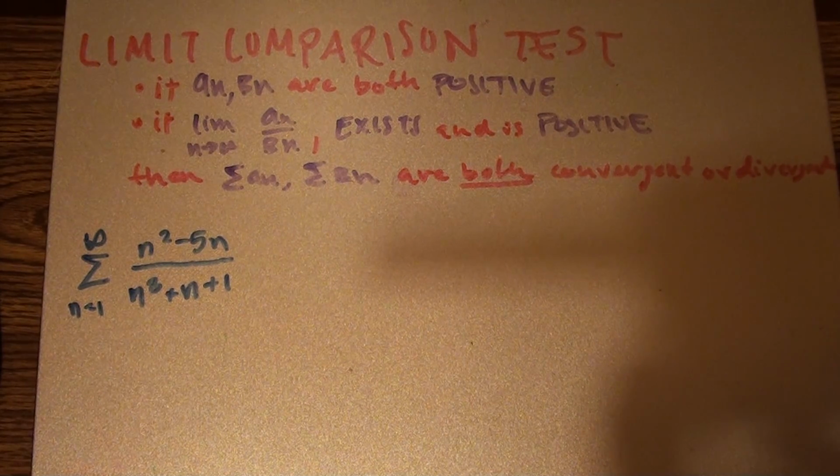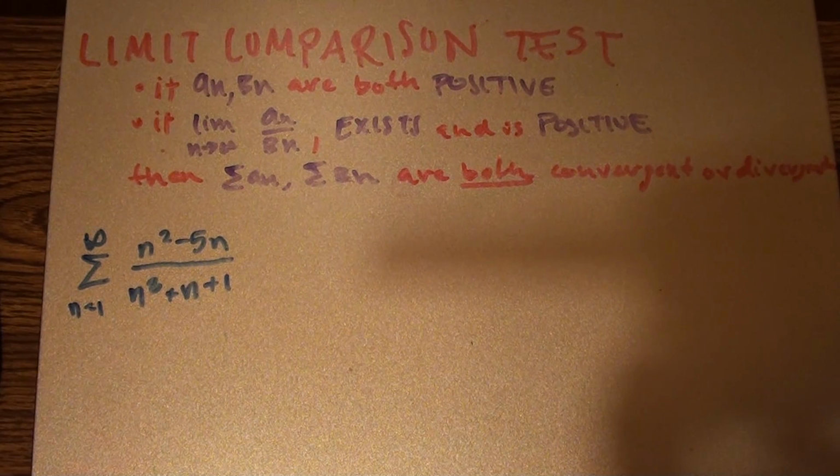In limit comparisons, we're not really making, like in the comparison test, a comparison with an inequality. We're going to be taking the limit to determine whether or not both of our series are convergent or divergent. So the first thing we have to do is, once again, figure out, looking at this series, what famous series does it look like? What could it possibly be?